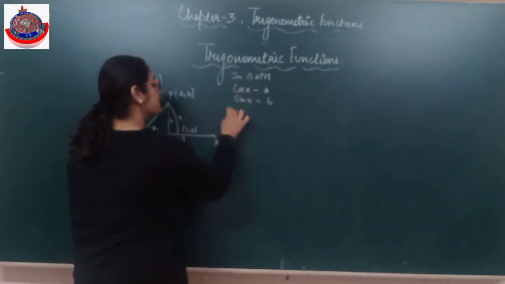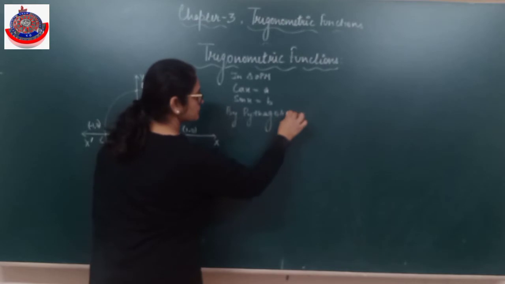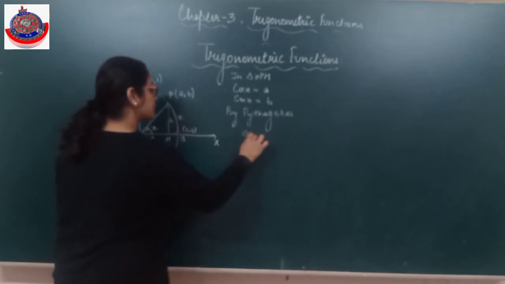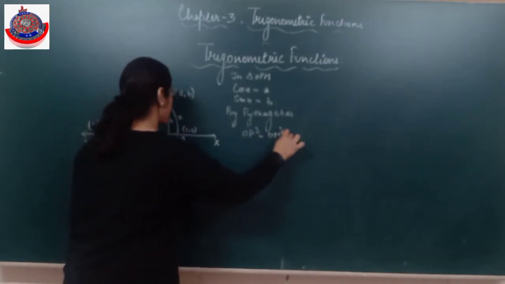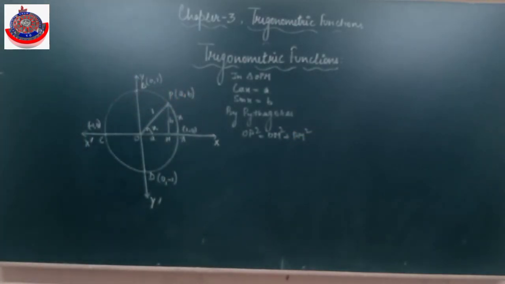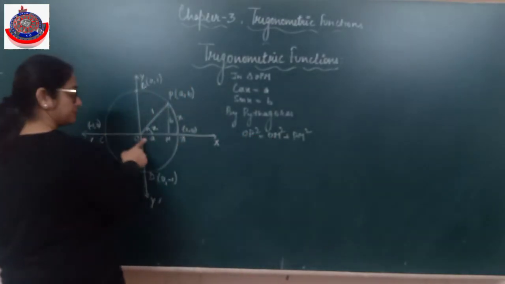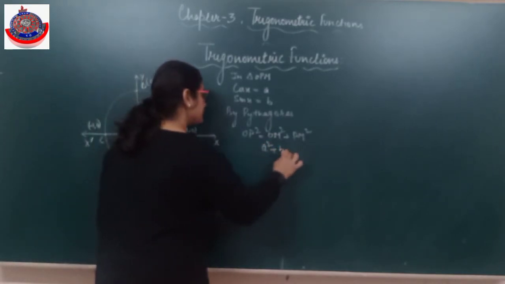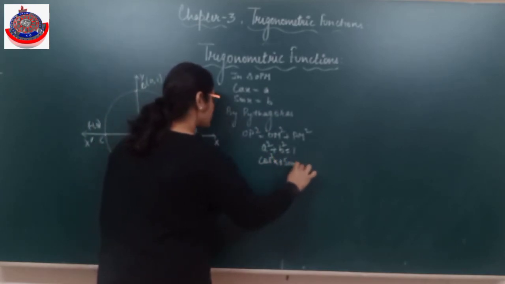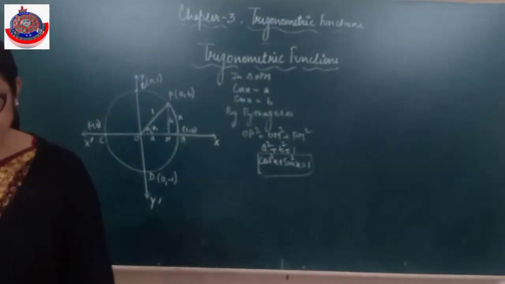So in this triangle, by Pythagoras, what will I get? By Pythagoras, I know that hypotenuse square, that is OP square, is equal to OM square plus PM square. Put the value of OP and PM: OM is A, PM is B, and OP is 1. If I put the values of A and B, cos square x plus sin square x is equal to 1. Remember this identity we did? So this way we can get the identities.